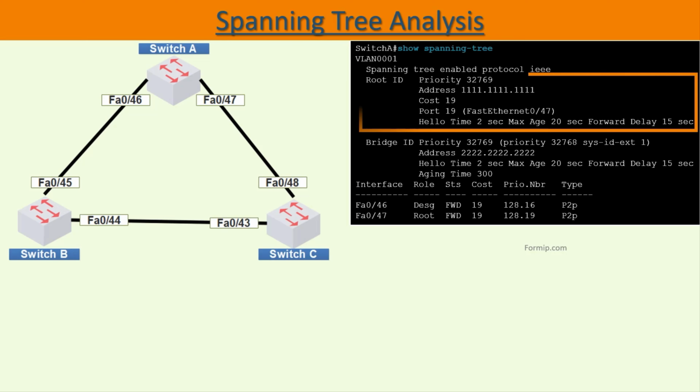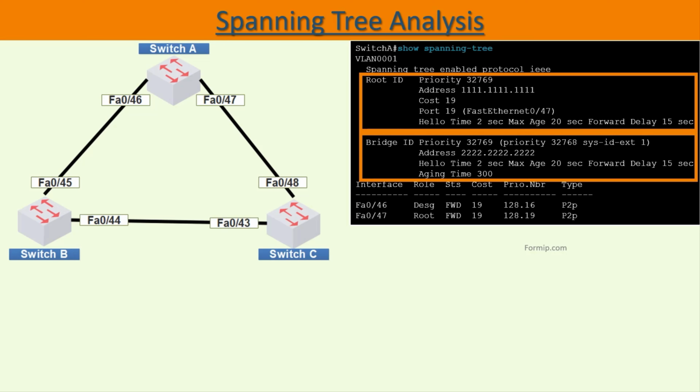Here we see the information of the switch root bridge. This priority is set to 32769, and its MAC address is made up of only 1. From switch A, the cost to reach the switch elected root bridge is 19, and the port leading to it, which is also called the root port, is the Fast Ethernet interface 0/47.